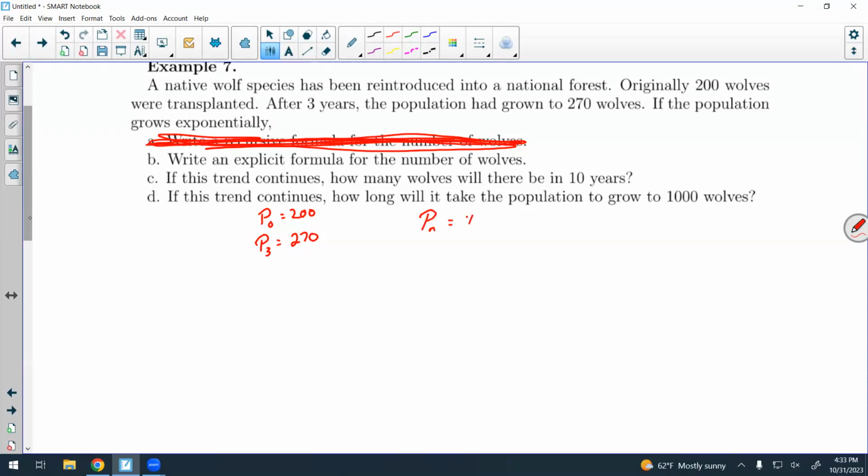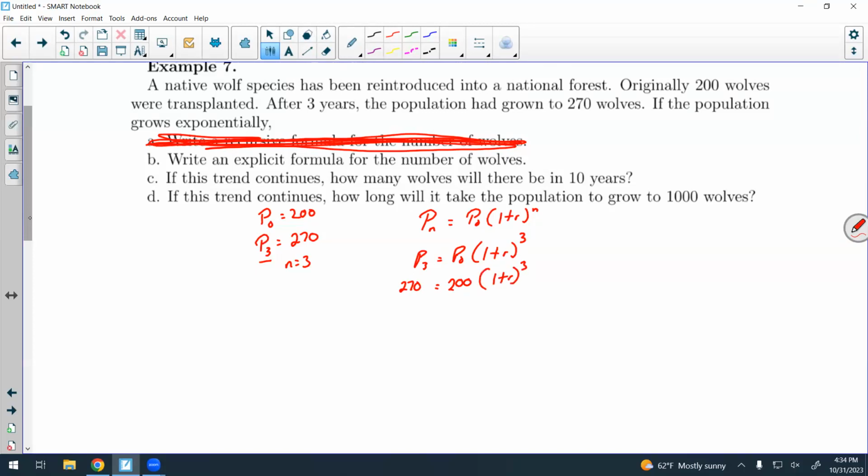P sub n equals P sub 0 times (1 plus R) to the n. So I have P sub 0, but I don't have R. However, I have P sub 3. So P sub 3 equals P sub 0 times (1 plus R) to the third. P sub 3 is 270, P sub 0 is 200.